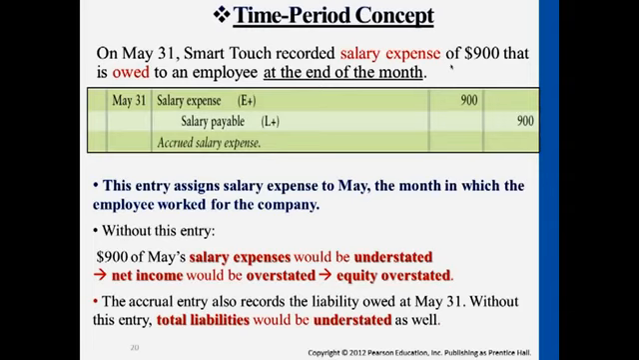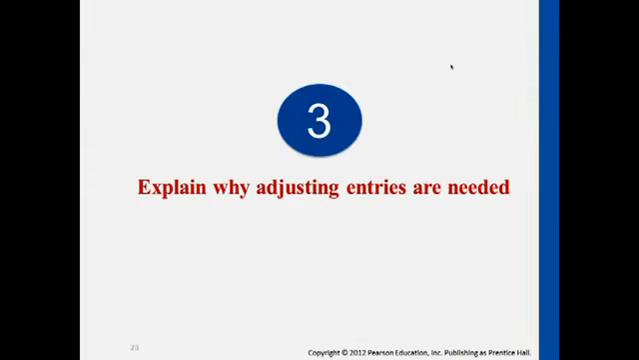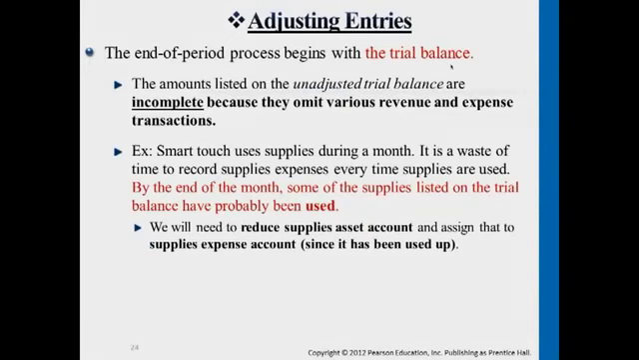We adjust the payable, we adjust salary expense before the monthly statement is given out. On the right-hand side, salary payable, without this entry, the total liabilities would also be understated. Okay, so this is an example of adjusting entries. Before a monthly statement is given out, we need to bring some of the accounts to their current status, to their current value, based on the matching principle and revenue recognition principle.